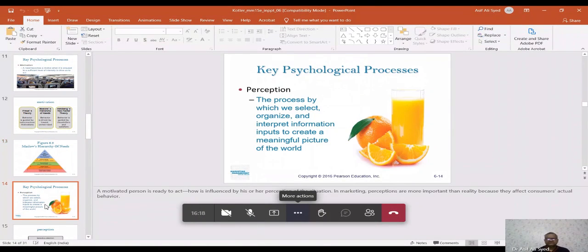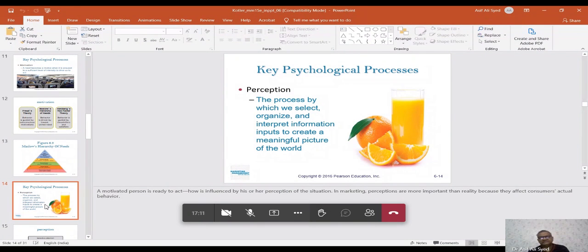Coming back to the key psychological processes, one of them is motivation, and the second is perception. Perception is the process by which we select, organize, and interpret information inputs to create a meaningful picture of the world. For example, here you find an orange juice presented. But in terms of perception, when I say orange, am I meaning a fruit? A juice? Or a color? So how influenced you are by your perception of the situation is an important key aspect.